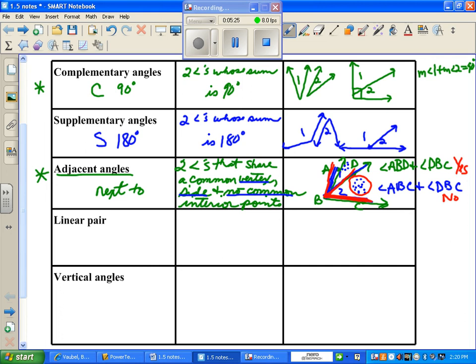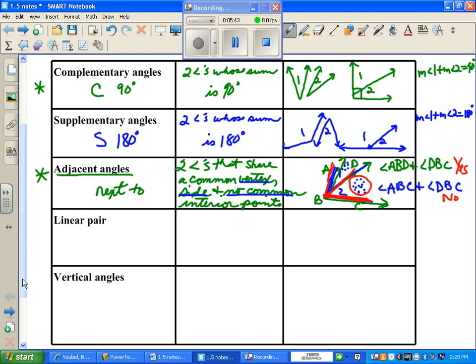Here's what you'd say about this diagram. The measure of angle 1 plus the measure of angle 2 equals 180 degrees. When they're supplementary, they add up to 180.